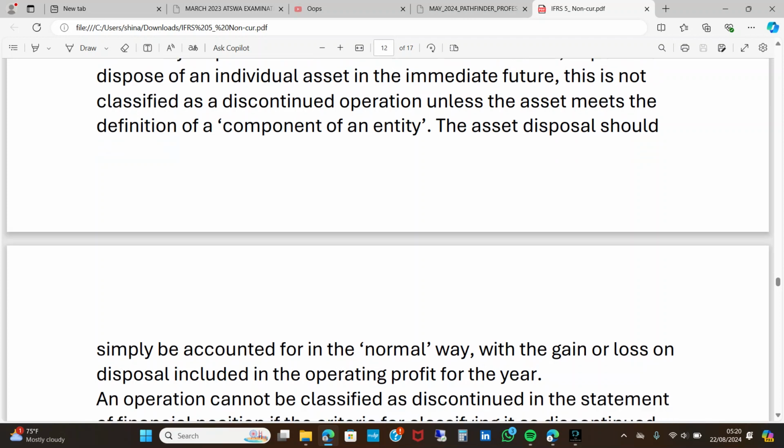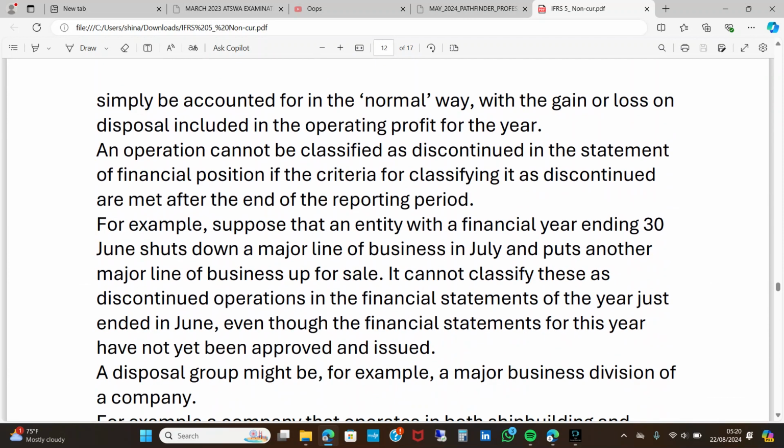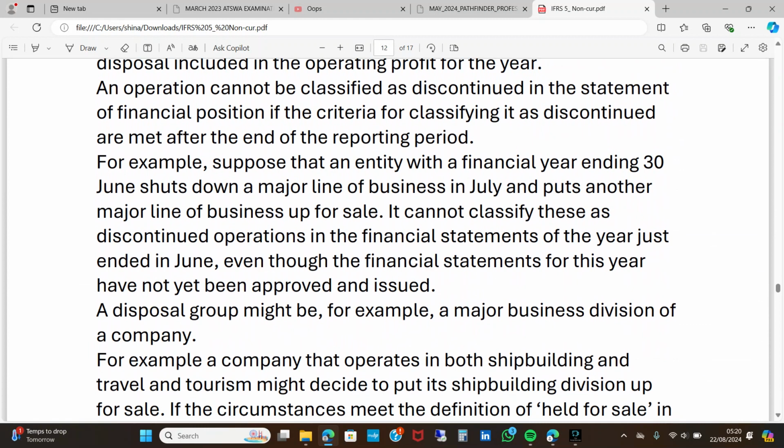It says now, the asset disposal should simply be accounted for in the normal way, with the gain or loss on disposal included in the operating profit for that particular year. An operation cannot be classified as discontinued in the statement of financial position if the criteria for classifying it as discontinued are met after the end of the what? Reporting period. We've discussed that before. Please, if they are meeting the conditions after the reporting date, we cannot classify it. So they must have met the conditions on or before the what?